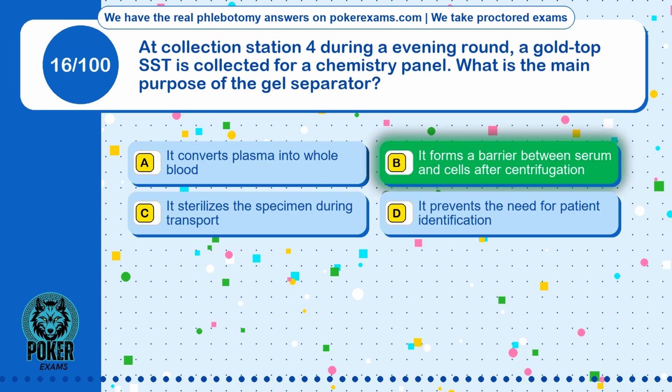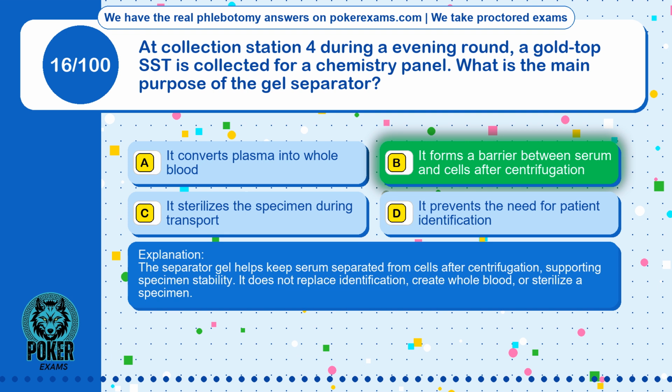It forms a barrier between serum and cells after centrifugation. The separator gel helps keep serum separated from cells after centrifugation, supporting specimen stability. It does not replace identification, create whole blood, or sterilize a specimen.